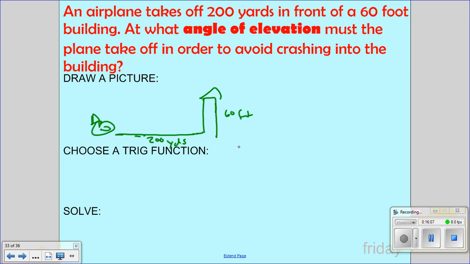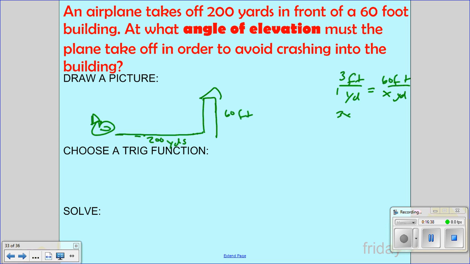First of all, it says yards and feet, so I would have to do some conversions. There are 3 feet in 1 yard, right? So if I have 3 feet per 1 yard, how many yards is 60 feet?